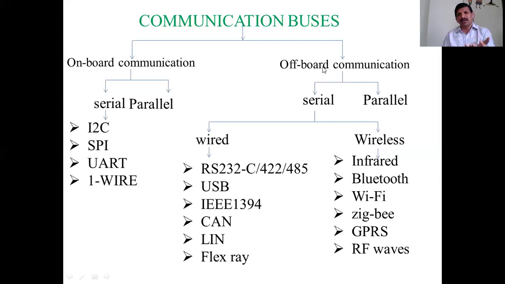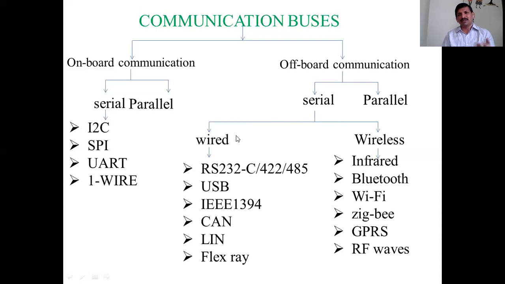Again, this offboard communication is classified into two types: serial communication and parallel communication. Serial communication means again bit by bit we are transmitting from transmitter to receiver. At a time, only one bit is transmitted. In parallel communication, multiple bits will be transmitted. Again, serial communication is divided into wired communication and wireless communication.